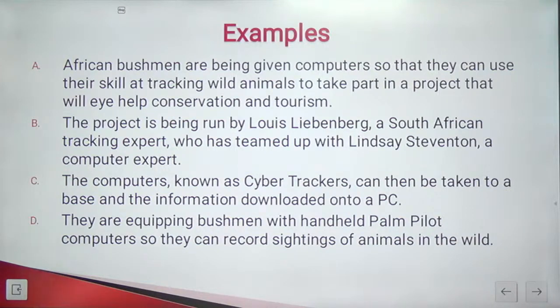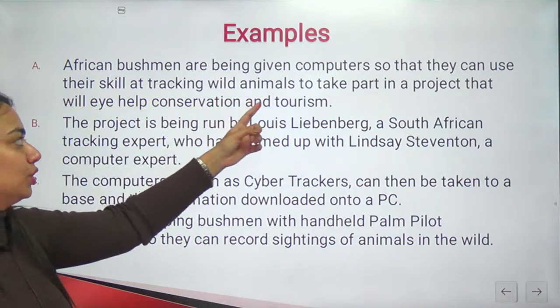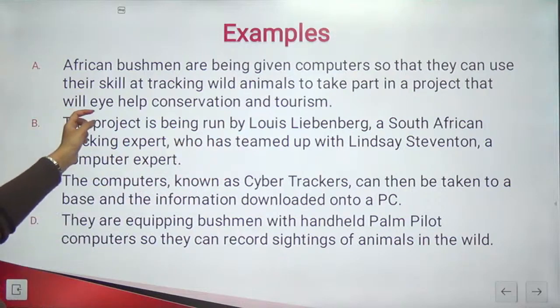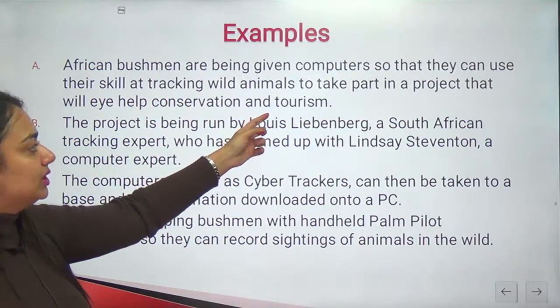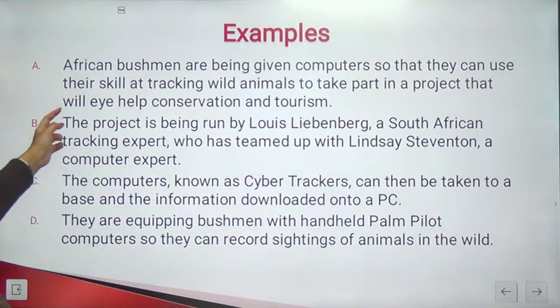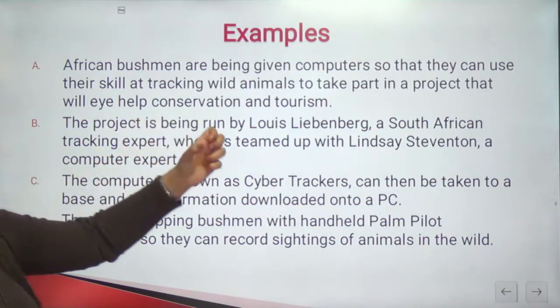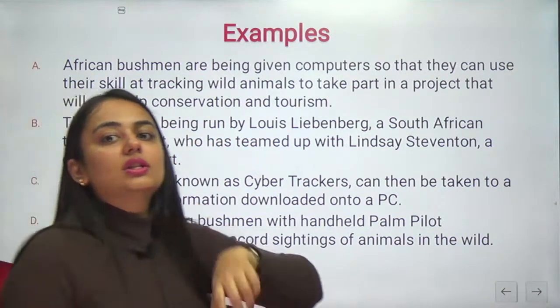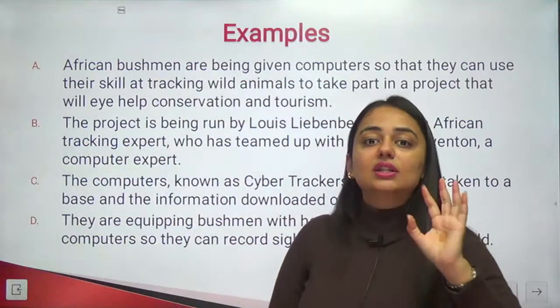Well, this is the first one. So let me do this one for you. If we read all the sentences, the first one says, African bushmen are being given computers so that they can use their skill at tracking wild animals to take part in a project that will help conservation and tourism. So what is the subject area here? And what is the theme here?